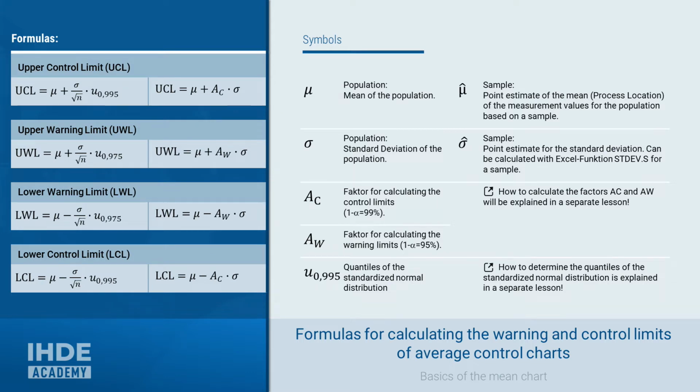AC and AW are factors for calculating the warning and control limits. How to calculate these factors yourself is explained in a separate lesson. The required quantile of the standardized normal distribution is also the subject of another lesson.